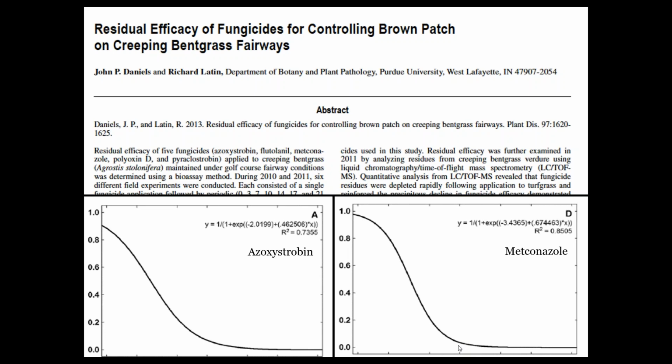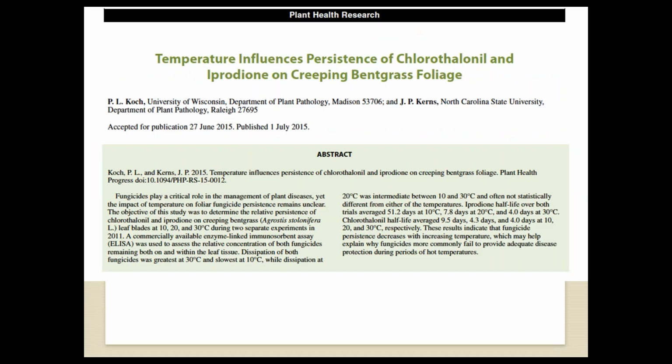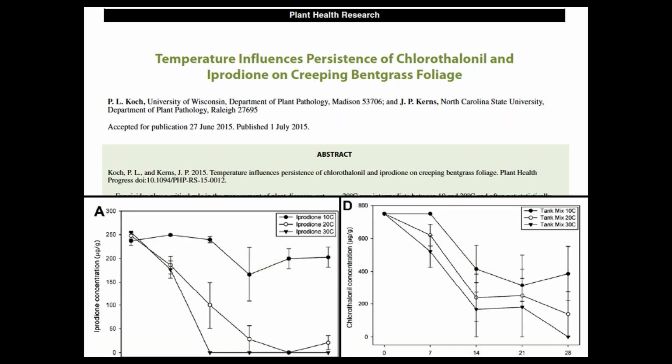So even though both fungicides, both metconazole and azoxystrobin, are completely eliminated from the system within 10 days, they still provide control for a prolonged duration. We did some similar work at Wisconsin. We published this back in 2015, looking at influences of temperature on the persistence of chlorothalonil and iprodione, so two very different chemicals than what Dr. Lattin looked at, but we found a pretty similar result.